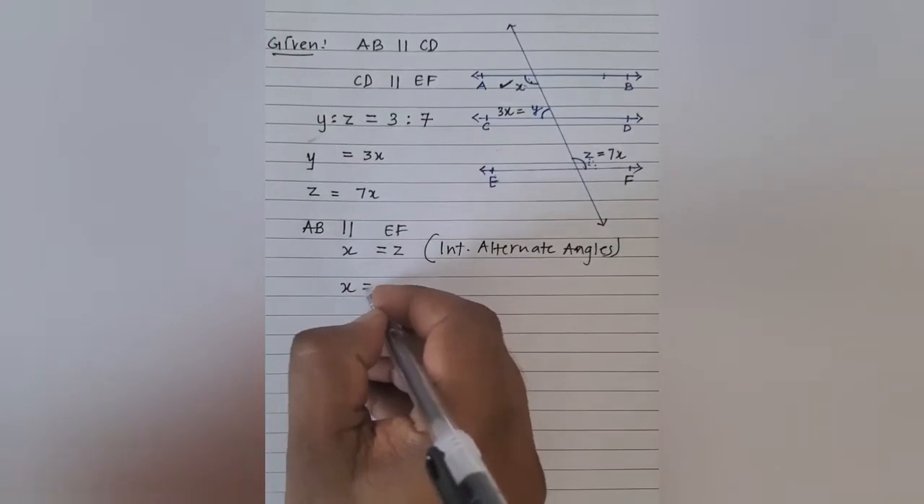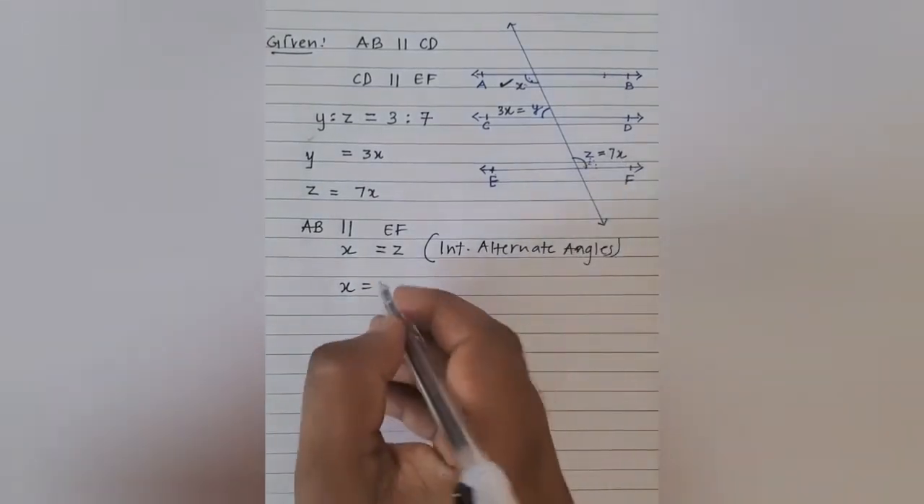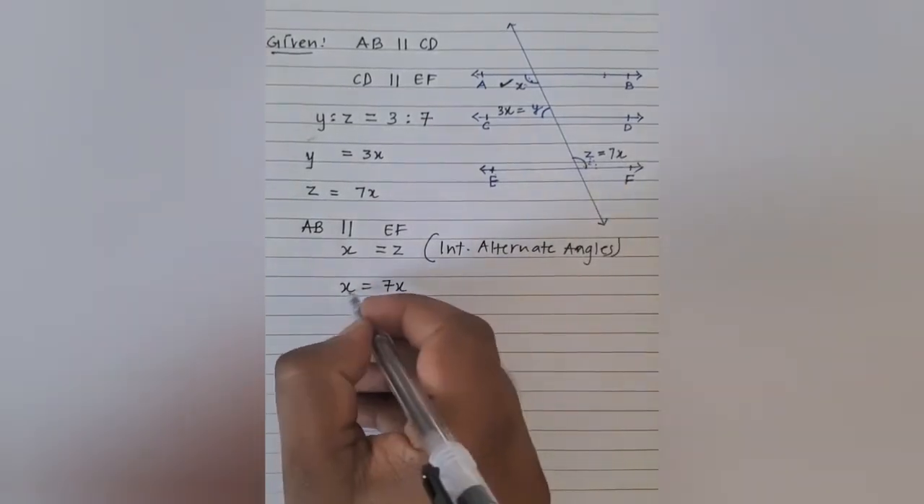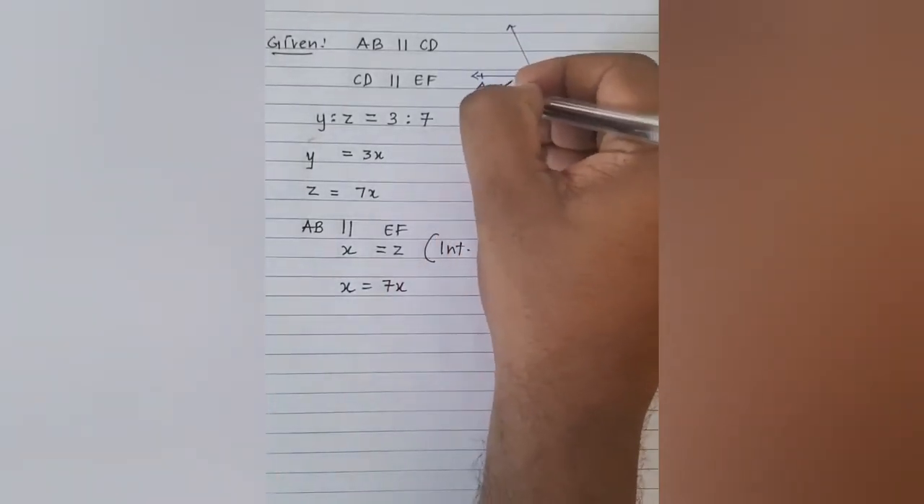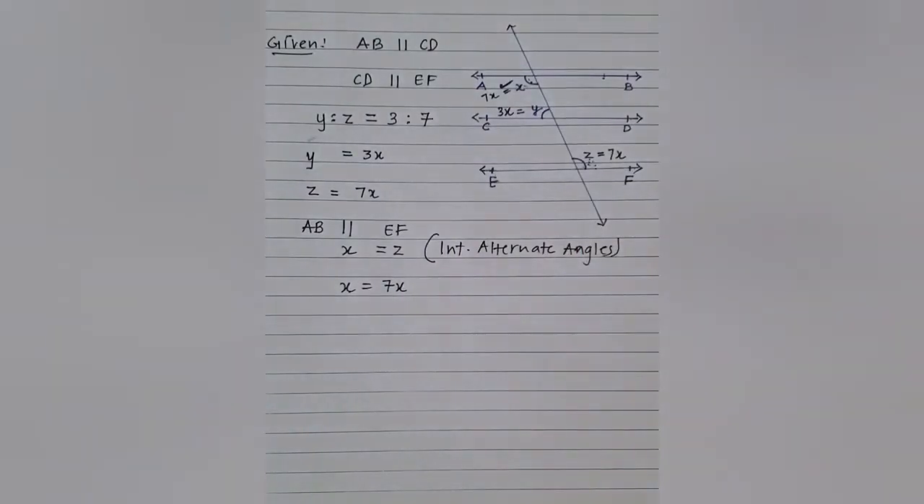But then what is z? Z is equal to 7x. So instead of the variable x, I would put 7x. So what is this? x is equal to 7x. I hope this is clear. Now let's proceed.